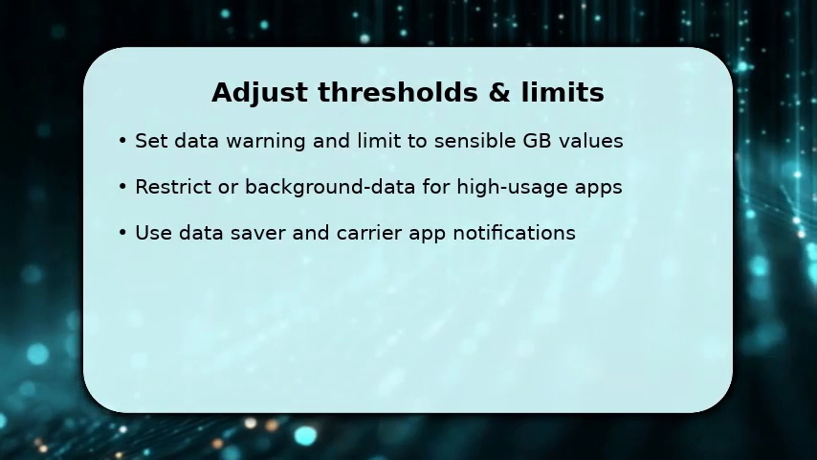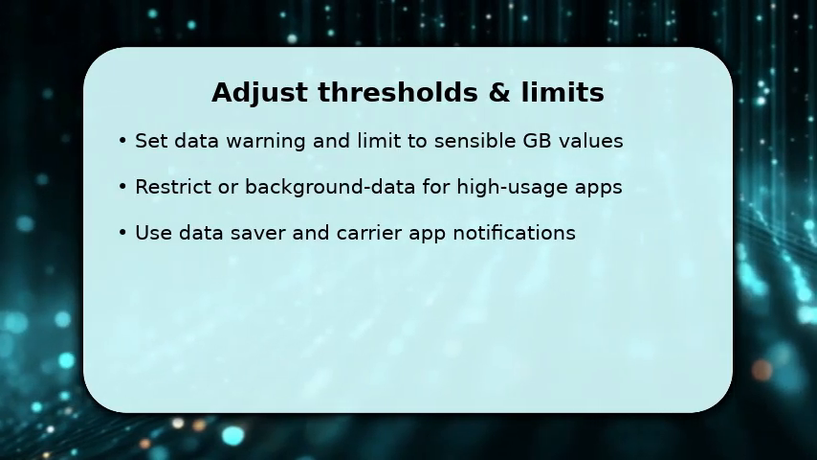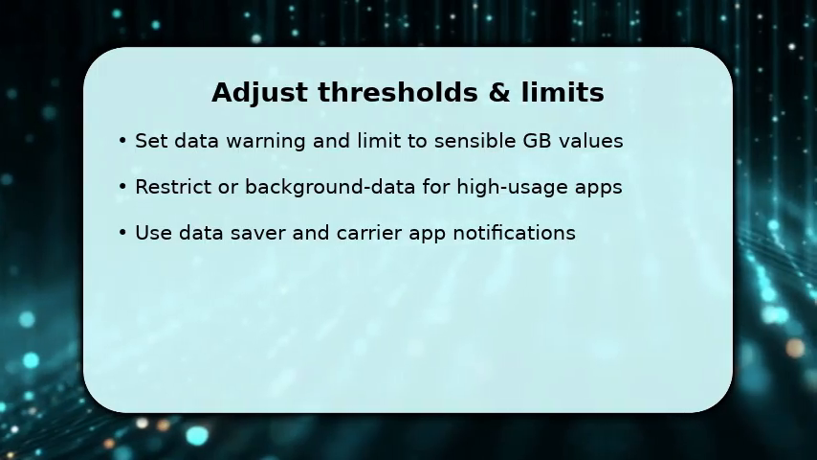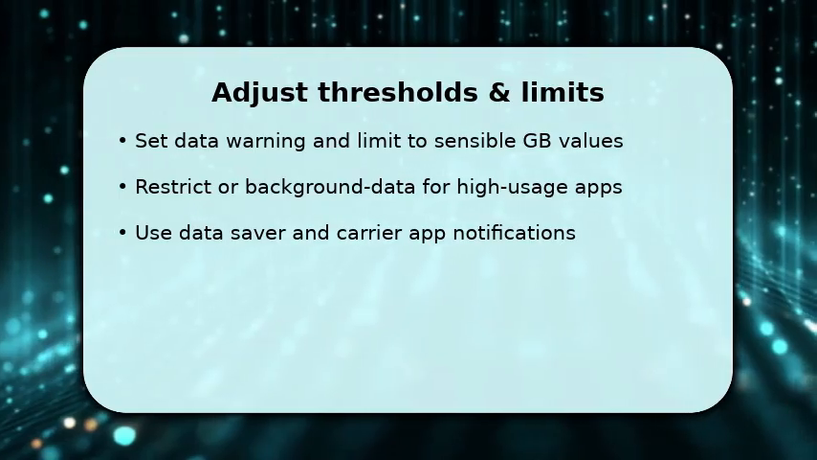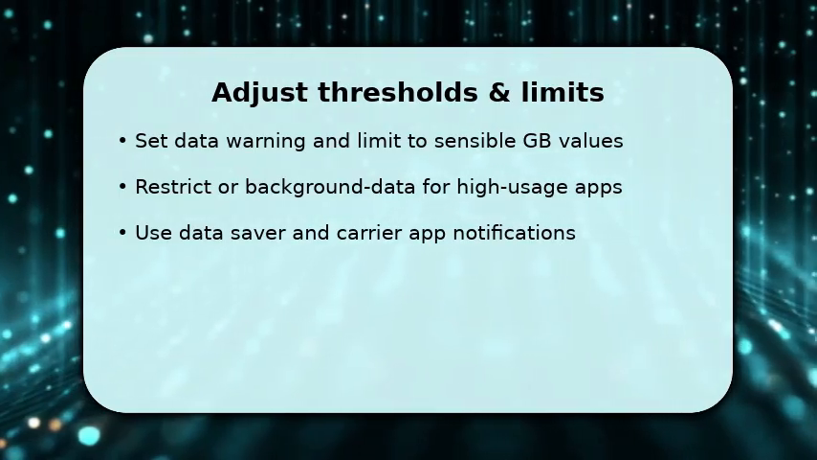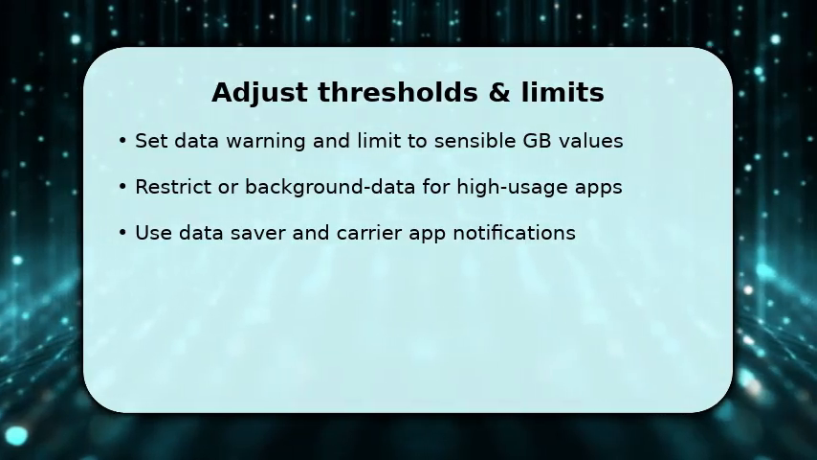Then review per app usage. Disable background data for heavy apps or restrict them to Wi-Fi only. Turn on Data Saver to reduce incidental use. If your carrier provides its own alerts, enable them to avoid double warnings. These actions reduce false alarms and keep you within budget as you proceed.